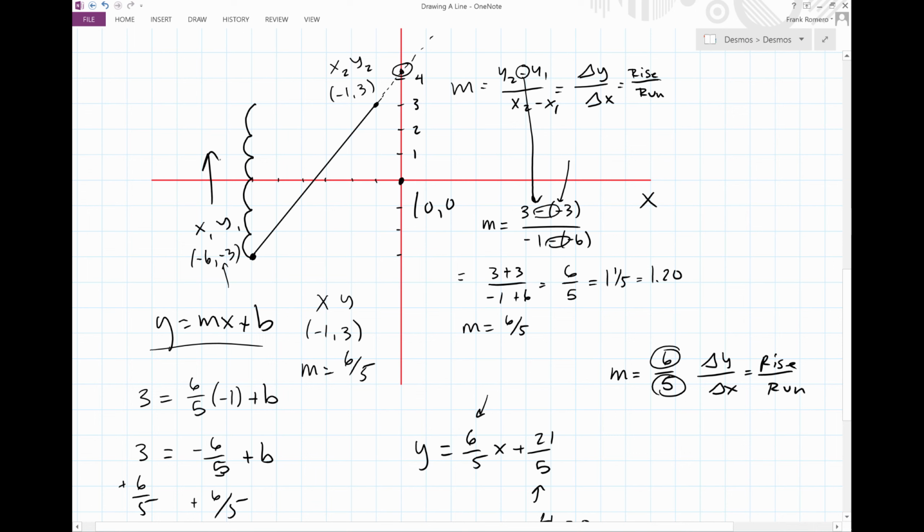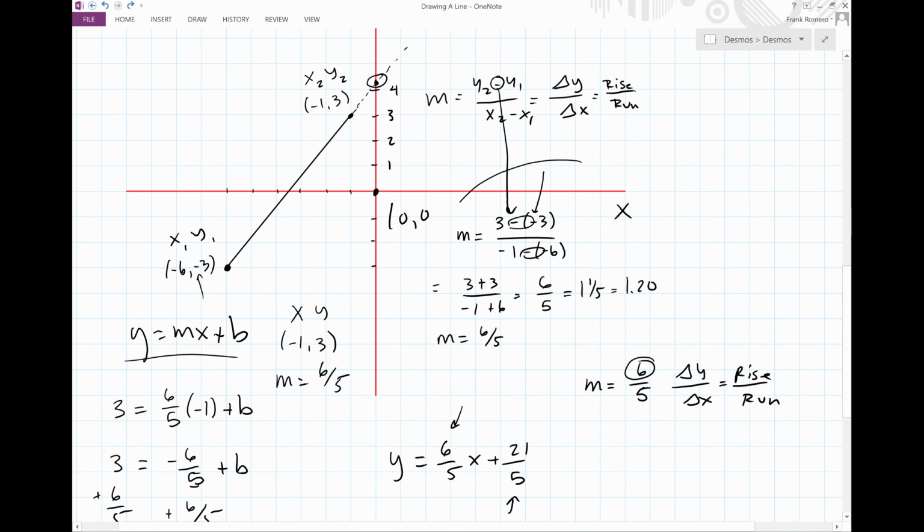And then what? Run. Run what? This way or that way? Well, we have to run this way, because the points are over here. So run how much? 5: 1, 2, 3, 4, 5. And there's that point. So we'll be doing some of that more often to find the slope. The slope can be found by doing the rise over the run without doing so many calculations, these calculations right here.